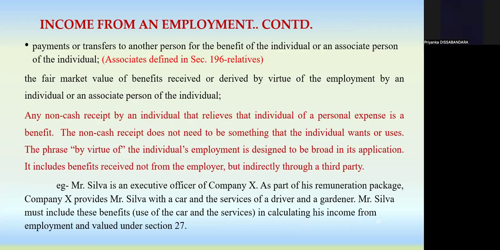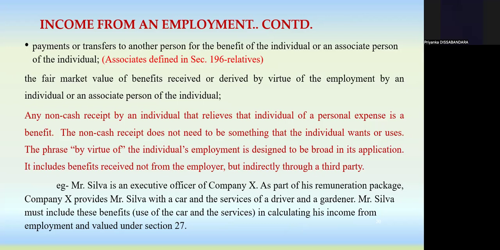Then the next one is payments or transfers to another person for the benefit of the individual or an associate person of the individual. Associate persons means mother, father, family members, aunt, uncle, niece, all are family members. So associates means mainly our family members, father, mother, children, like that. So we have a definition under section 196 for the associate persons.